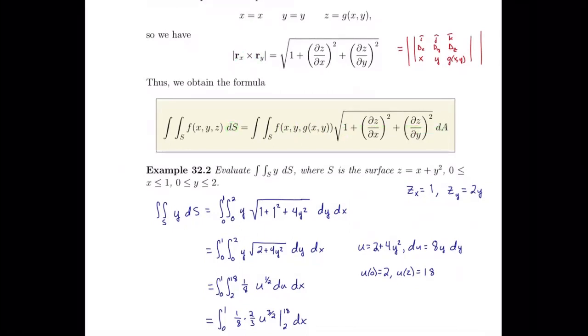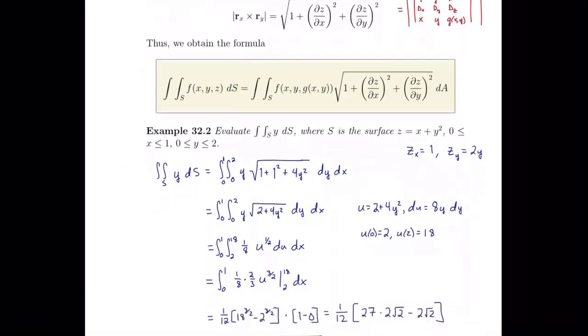Okay, so with those quick derivations in hand, we've got a really nice formula we can apply to a surface defined in this manner. So we're asked to evaluate the integral of y over the surface ds, and the surface S is given by z equals x plus y squared. It's not a typo, it's just x plus y squared. On the rectangle, x between 0 and 1 and y between 0 and 2.